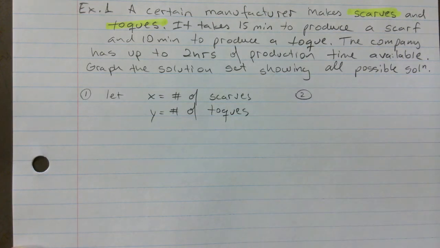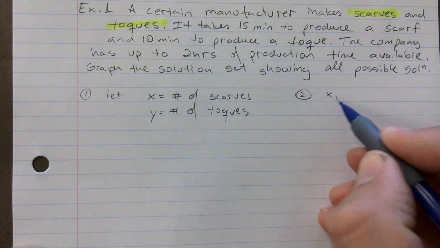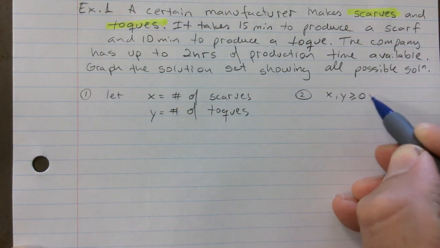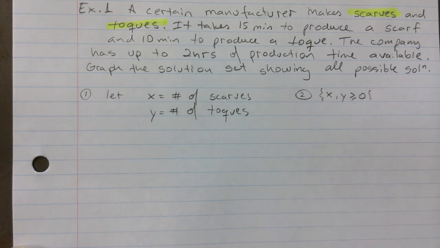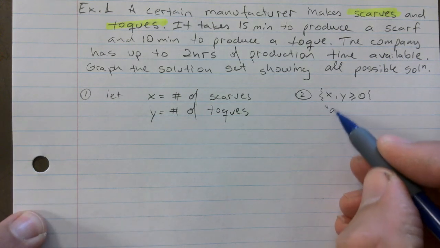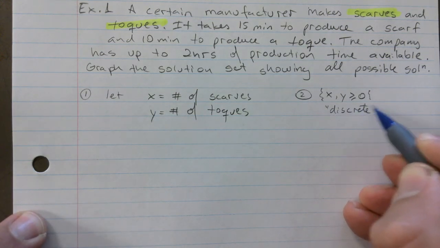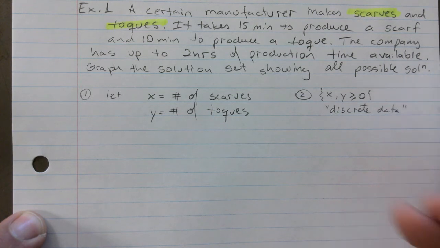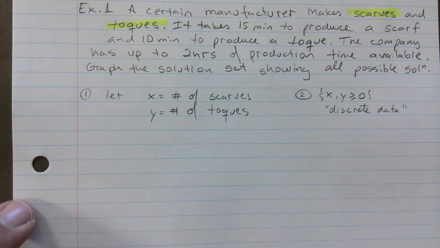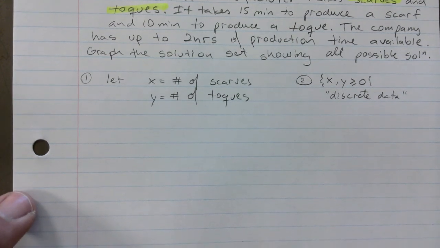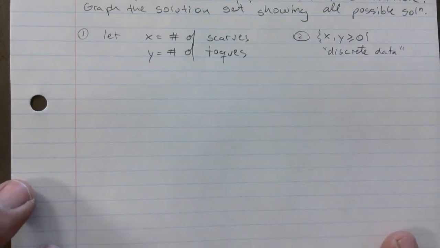Okay. My second step is the implicit constraint. And it's obvious that both of them need to be positive, correct? There's no doubt about that. What kind of data are we talking about? Discrete or continuous? Discrete, right? You can't make part of a toque, right? So discrete data, you just make a note of that because later on that's going to help you when it's time to state the corner point and it happens to be a decimal. Okay, so that's my second step.